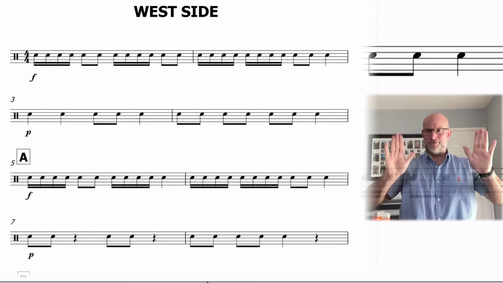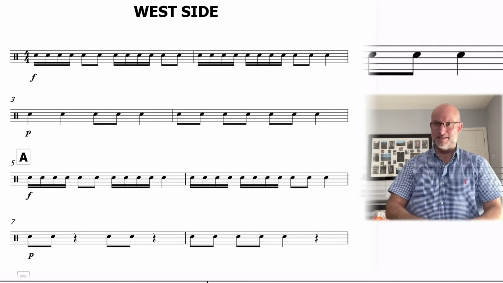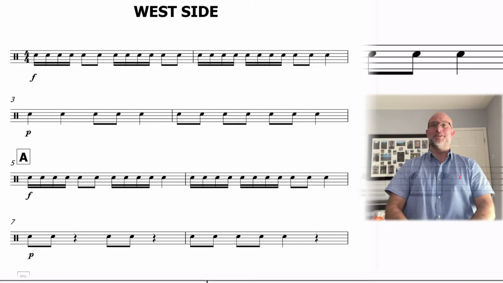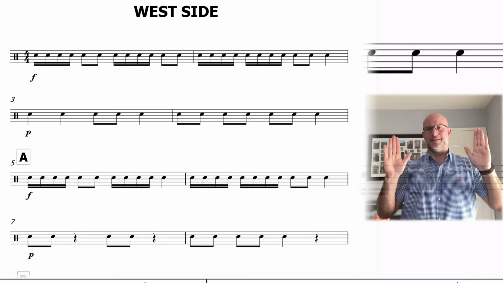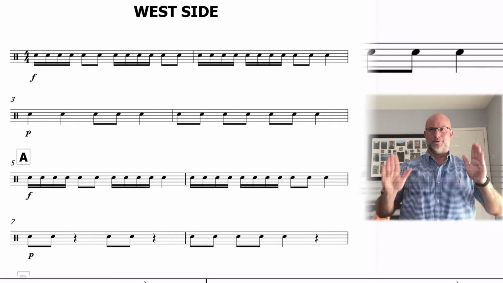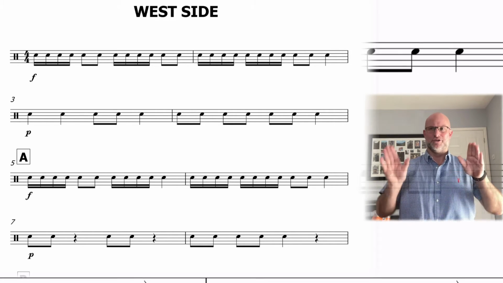Our patterns using chicken tikkas, naan breads and rices, and the dynamics for these first 4 lines. Starting on our hands, ready, steady, up we go. Chicken tikka, chicken tikka.